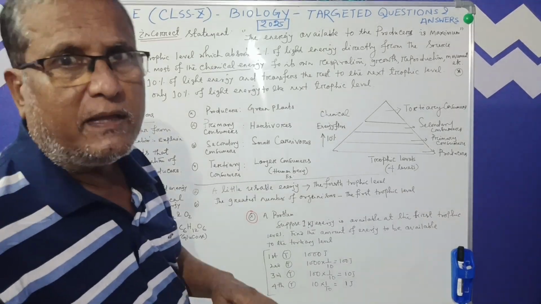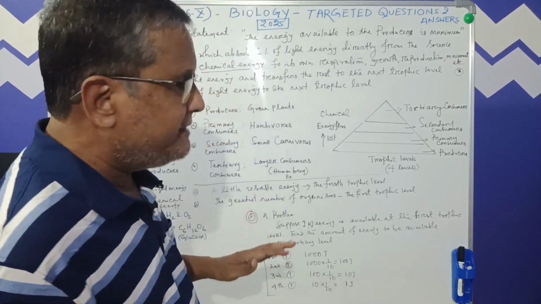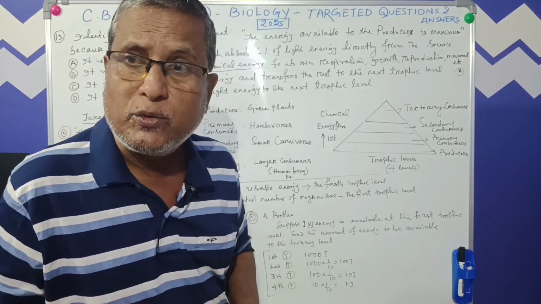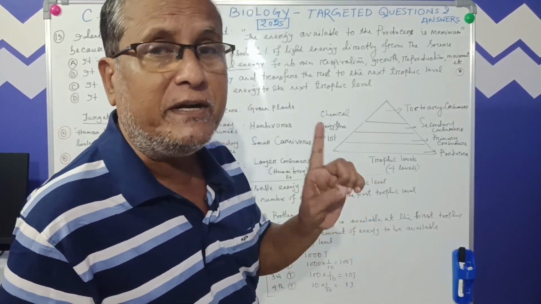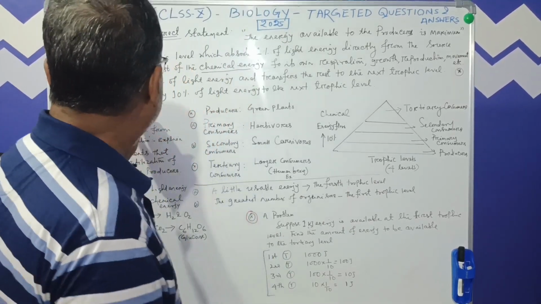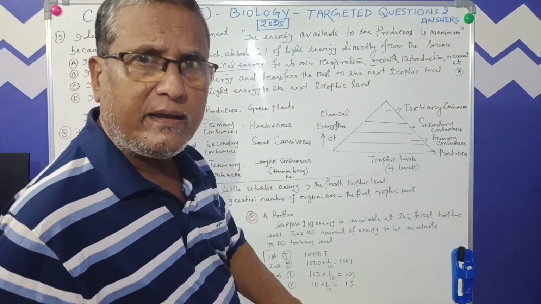So there are four options given. Out of these four options, three are correct and one is not correct. So we have to identify which is incorrect, as demanded by the question. So let's read the options or the distractors given for that question.